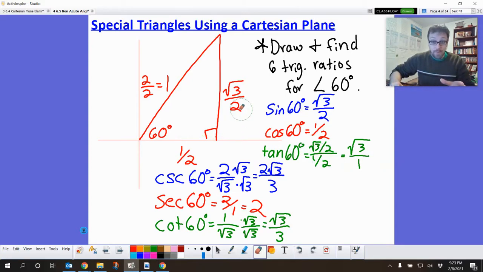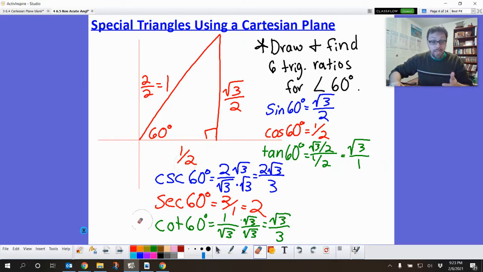So the important takeaway from right here is that sine ends up being the y value, and cosine is the x value. If you can make this a 1, then sine is exactly the y value, and cosine is exactly the x value. But there's definitely a strong relationship between sine and our y values, and cosine and our x values.